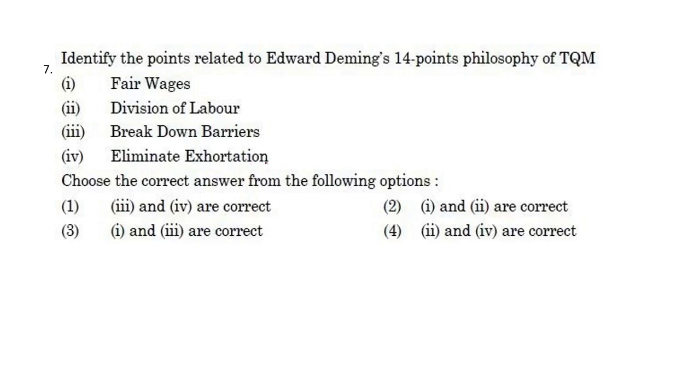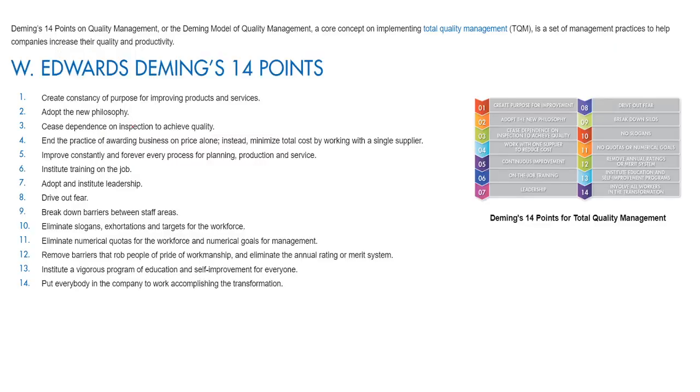Now, identify the points related to Edward Deming's 14 points philosophy of TQM. TQM is what? Total quality management. Then what are the 14 points which come under this? So first I should tell you the 14 points and then we will come to the answer. Deming's 14 points on quality management, or Deming's model of quality management, a core concept on implementing total quality management, TQM, is a set of management practices to help companies increase their quality and productivity.